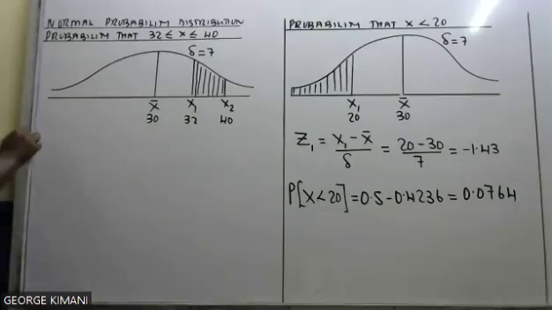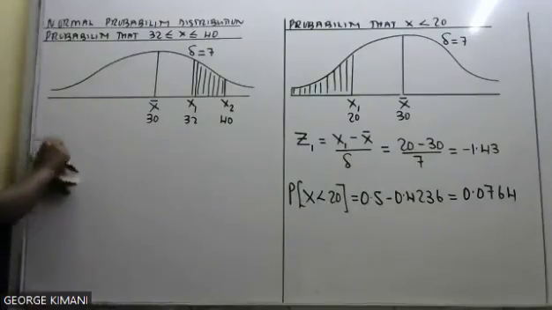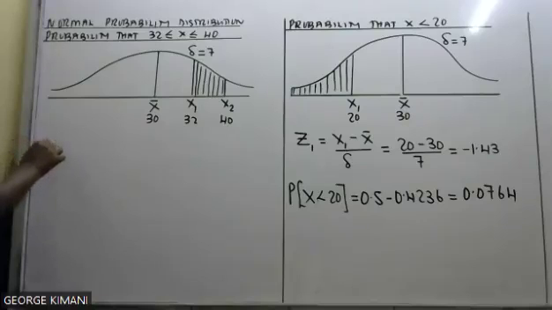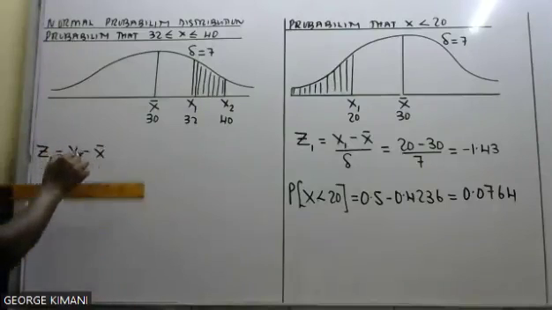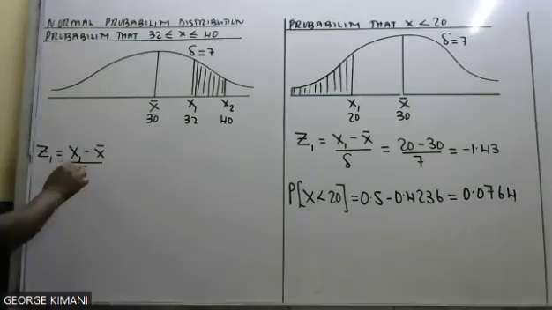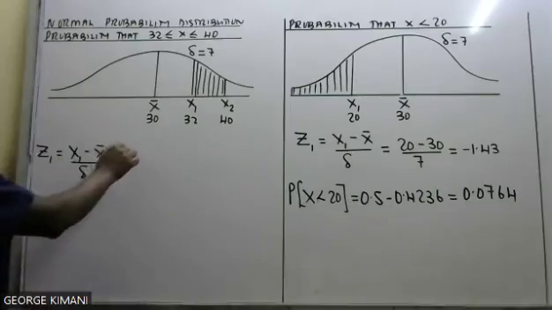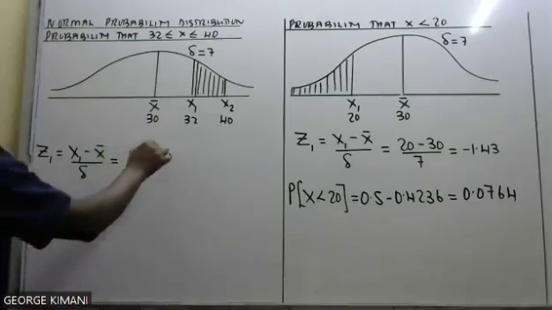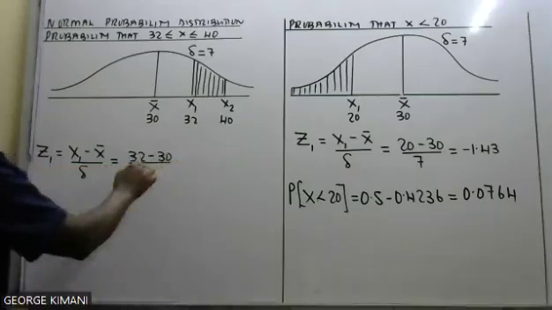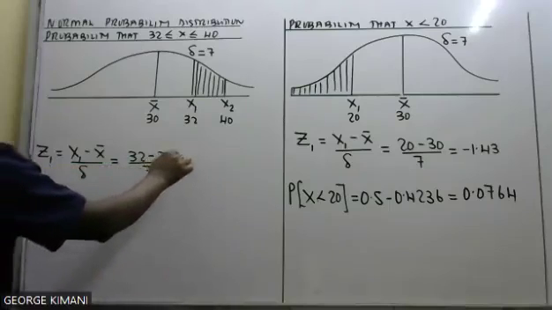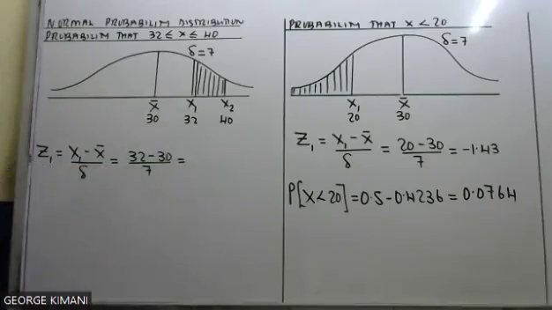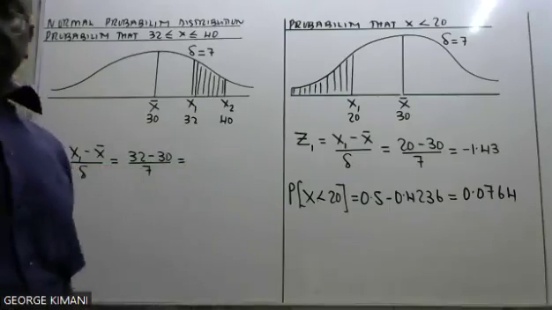So after doing that, let's get Z1. Z1 is equal to X1 minus X bar. You divide by standard deviation. This is that 2 minus 30. You divide by 7. Give me the answer to 2 decimals.